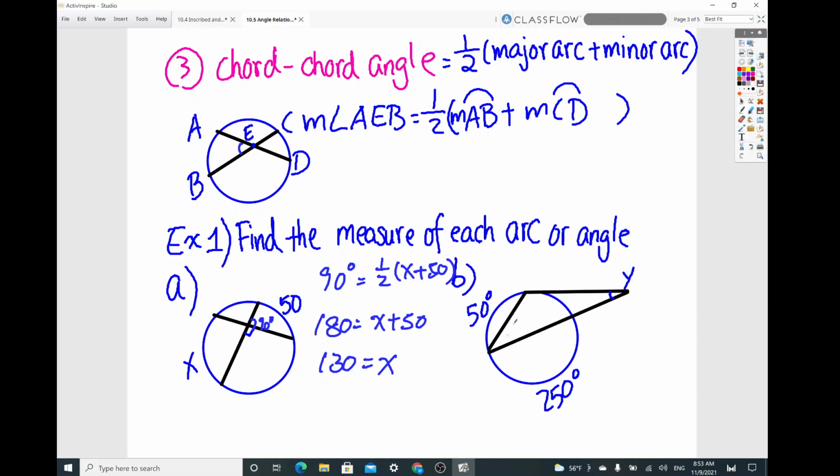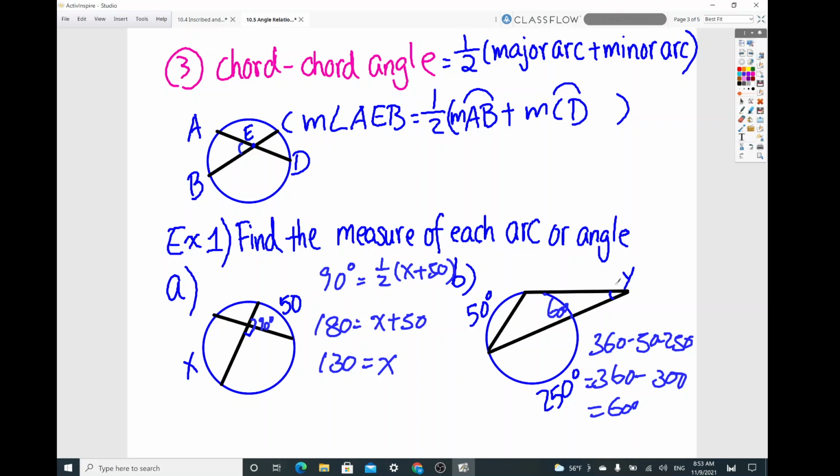And then for this one, we do have a triangle, looks like an obtuse triangle. This one is 250, and this arc here is 50. So the corresponding arc here would be 360 minus 50 minus 250, which is 360 minus 300, and that would be 60 degrees.